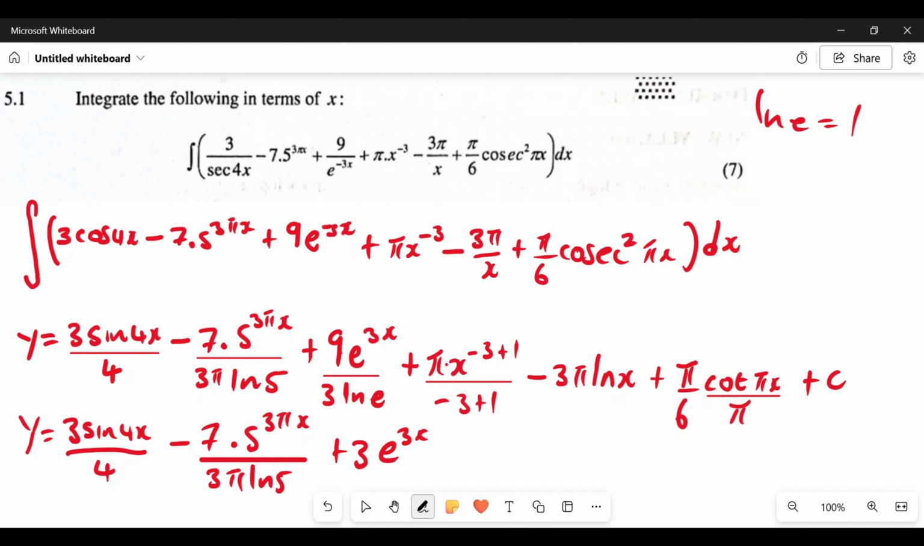Now let's look at this term here, which is the fourth term. On the fourth term, we have to put a negative there because when you look at our denominator, we have -3 plus 1. That is going to give us -2. But on the numerator, we're still going to have pi and x to the power of -3 plus 1. That is going to give us -2 divided by the 2. Remember, this 2 is responsible for this negative there.